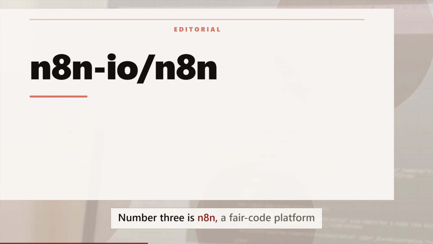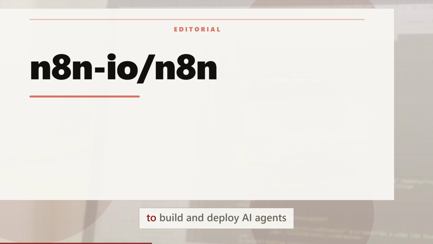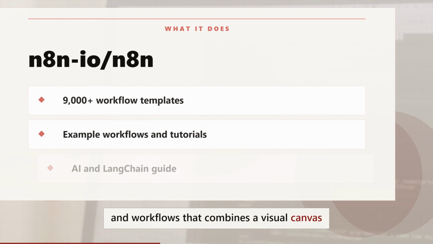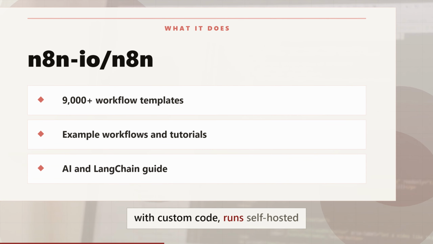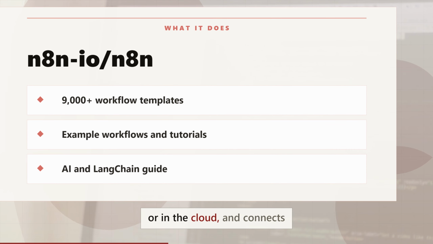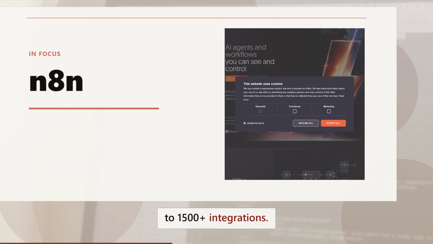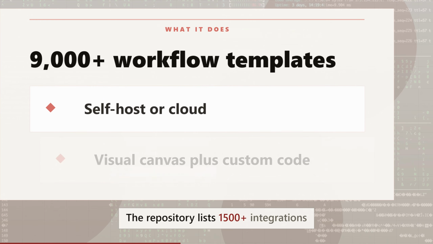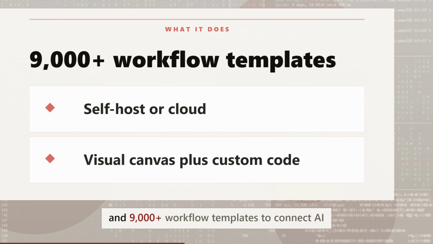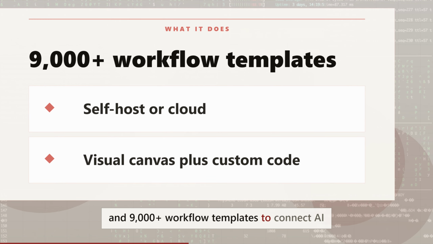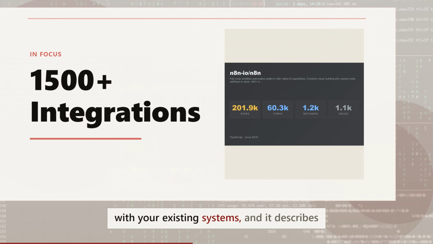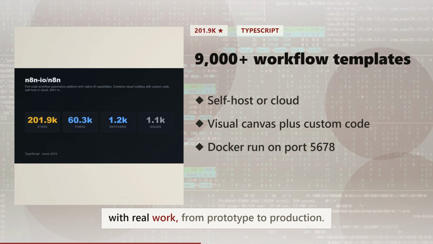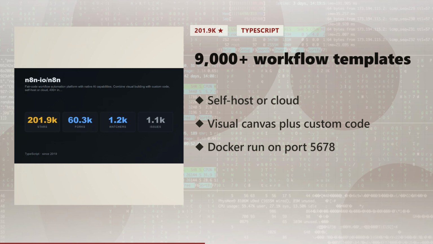Number 3 is N8N, a fair code platform to build and deploy AI agents and workflows that combines a visual canvas with custom code, runs self-hosted or in the cloud, and connects to 1,500+ integrations. The repository lists 1,500+ integrations and 9,000+ workflow templates to connect AI with your existing systems, and it describes itself as AI automation you can trust with real work, from prototype to production.